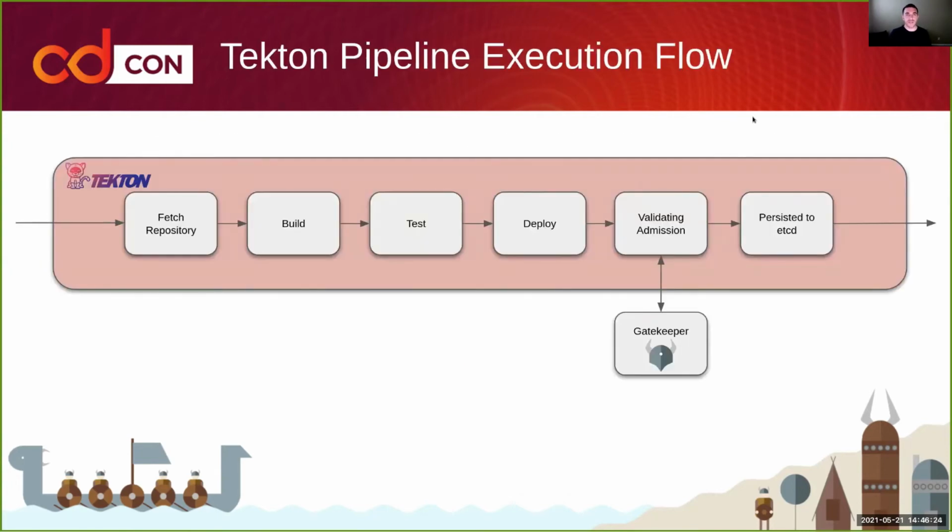This is a diagram to visualize the flow of execution for a Tekton pipeline. Gatekeeper can be inserted into the flow in several ways. Here we see OPA being used with Gatekeeper as a validating admission webhook to evaluate policies to determine whether it should allow or deny the deployment of your application. This is near the end of your pipeline and acts as a last resort safety net before persisting to etcd.